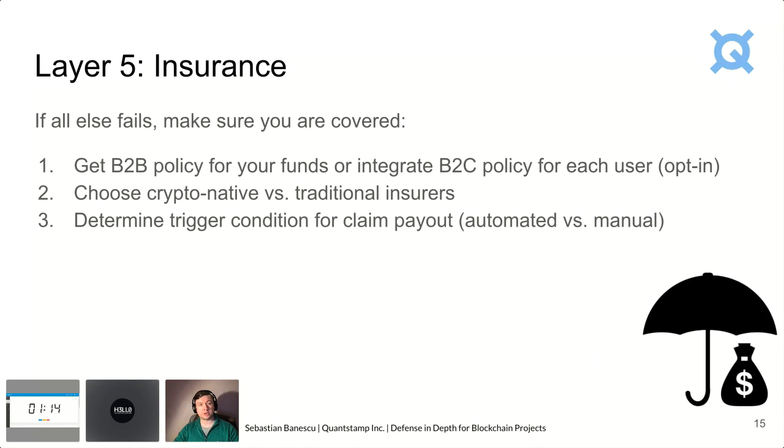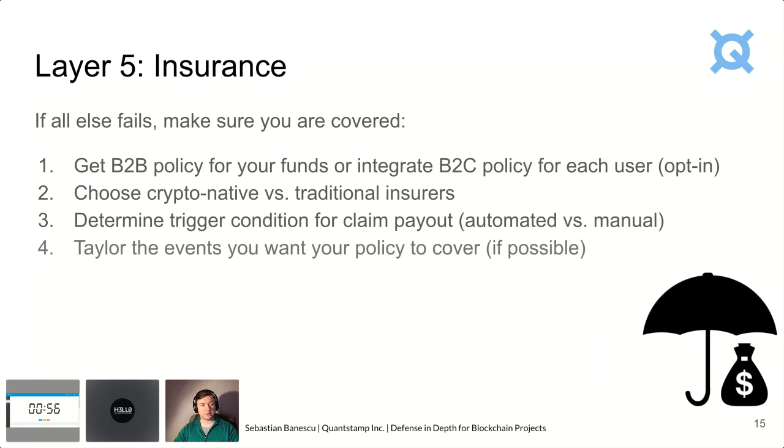You can also determine what the trigger condition would be for a claim. Would this be automated based on some Oracle data, or would it be manual? Like maybe there's a vote with a specific quorum of people who have tokens, and they vote whether this is a legitimate claim or not. There are trade-offs there, of course.